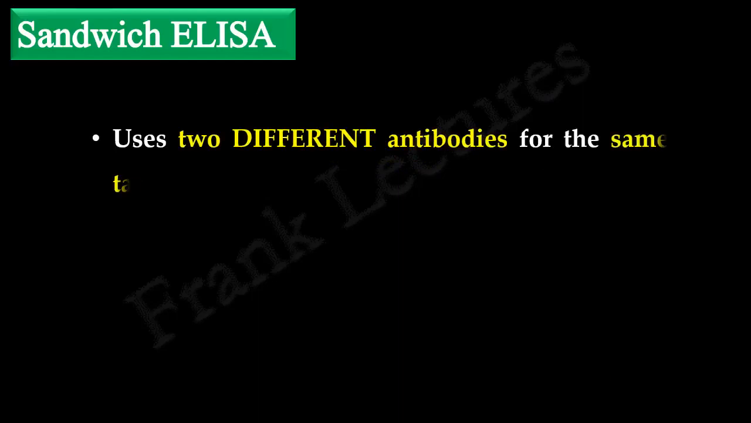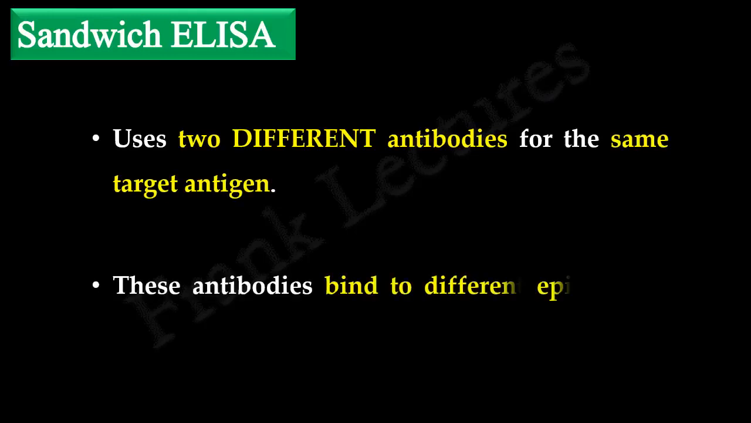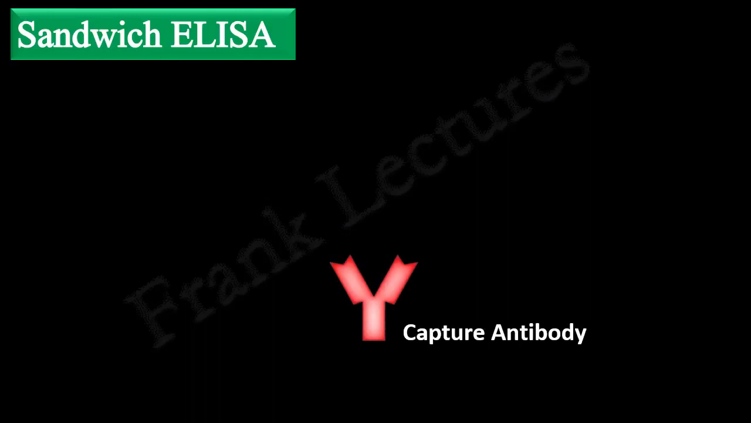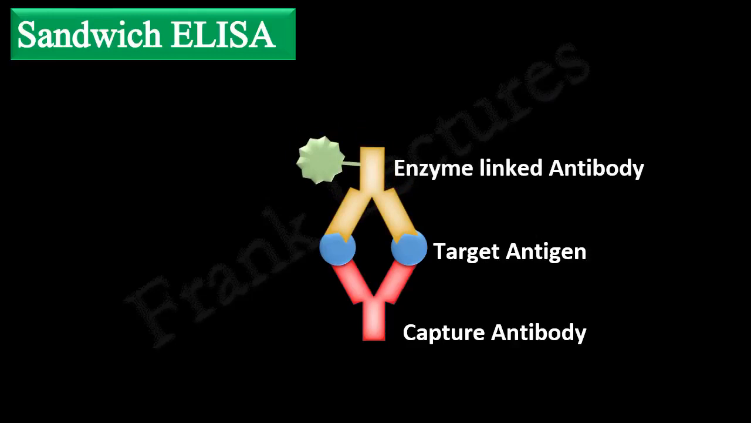Sandwich ELISA uses two different antibodies for the same target antigen. An important point is that these antibodies recognize and bind to different epitopes on the target antigen. Let's understand the details of sandwich ELISA. Sandwich ELISA requires three main components: capture antibody, target or test antigen, and an enzyme-linked antibody. Thus, in sandwich ELISA, an antigen is trapped between two antibodies.